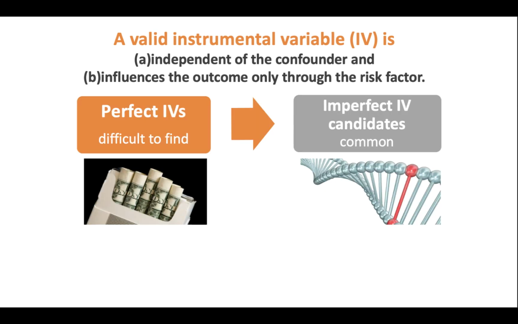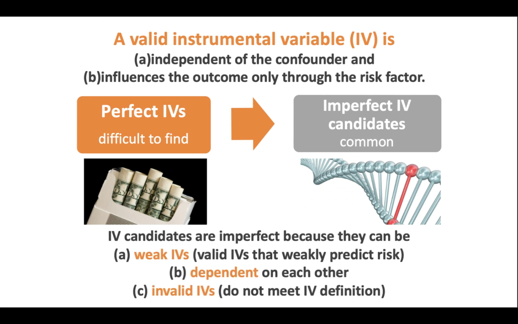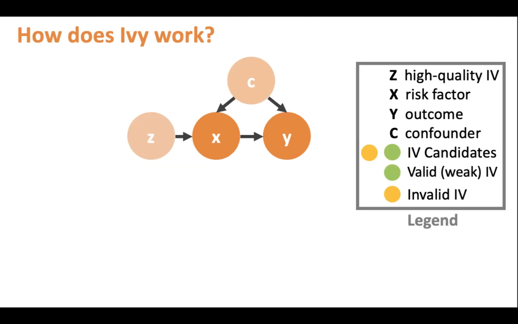However, in practice, nearly perfect IVs like cigarette price are difficult to find. Instead, we sometimes have access to many imperfect IV candidates. For example, genetic variations that predict nicotine addiction can be IV candidates for smoking and heart attack. These IV candidates are imperfect because they might be weak IVs, dependent on each other, and they might not even be valid IVs altogether. Failure in accounting for these imperfections will lead to unreliable causal estimates. To deal with imperfect IV candidates, we propose Ivy.